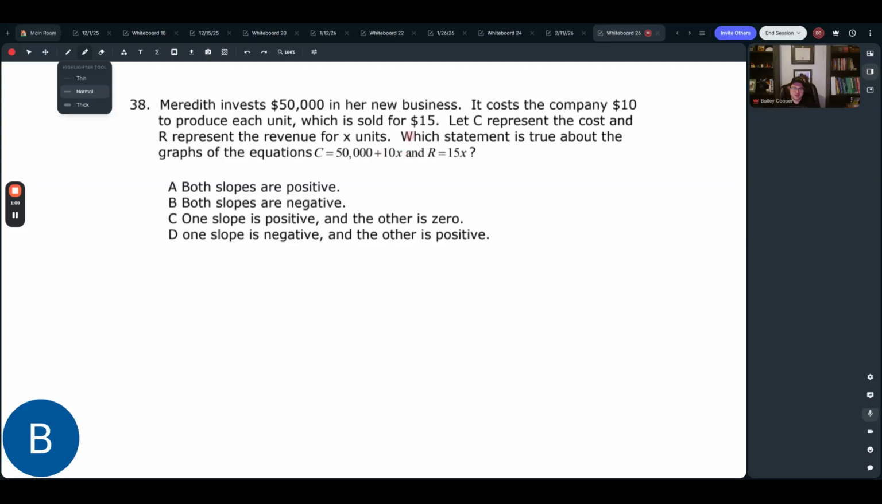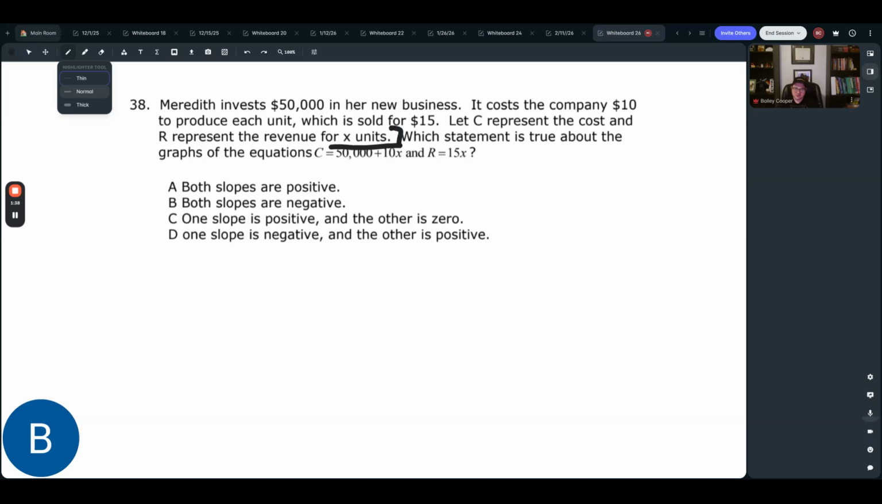So they're just asking which statement is true about the graphs of the equations C equals 50,000 plus 10x and R equals 15x. First, we need to know what statements we're actually comparing. If we read through them: both slopes are positive, both slopes are negative, one slope is positive and the other is zero, one slope is negative and the other is positive. So the only thing we really need to focus on is the slope of these two equations.